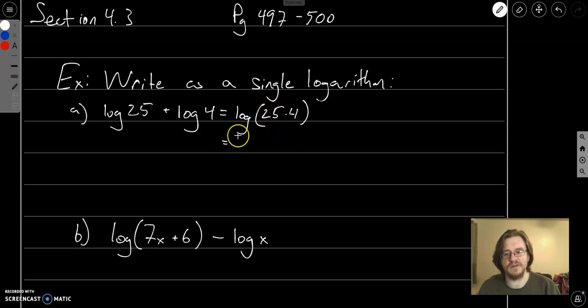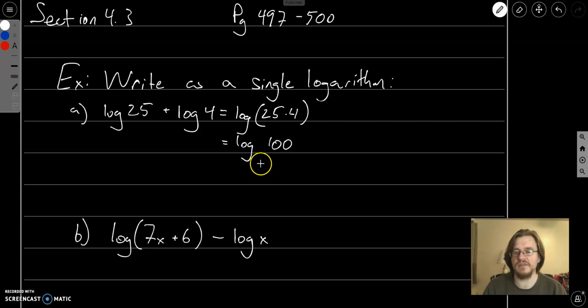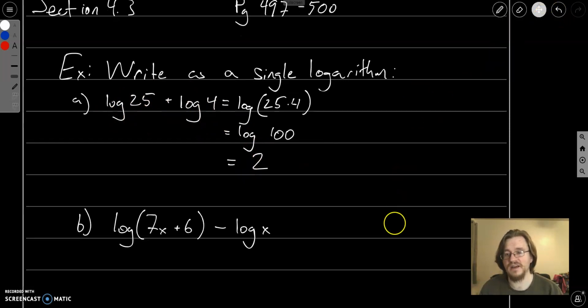However, this we can simplify a little bit. This is going to be log of 100, and when I don't have a base here, this is the same thing as log base 10. And we know that 10 to the second power is 100. So this is 2. Again, we're asking 10 to what power is 100, and 10 to the second power is 100. So log of 25 plus log of 4 is in fact 2.